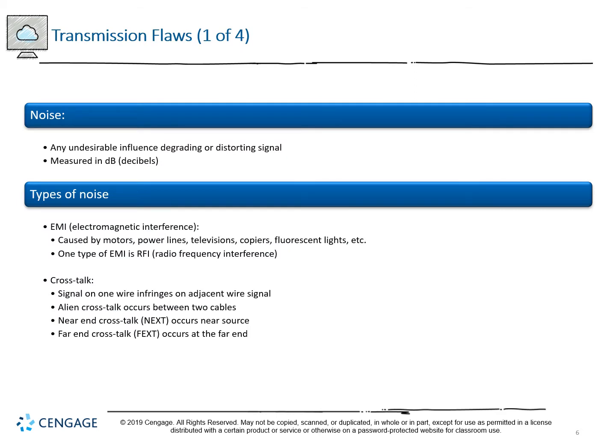So when we talk about flaws in transmission, we have to talk about unwanted influences. And traditionally, we term these, when they degrade or distort the signal, as noise. So think about the term noise as it relates to you. If you hear something that's just loud and distracting, we refer to it as noise. Well, we use the same measurement for noise in networking. We use the decibel.